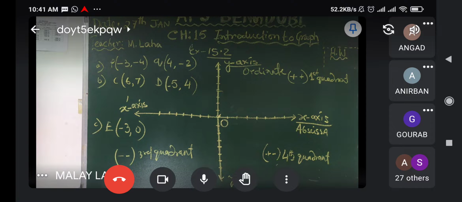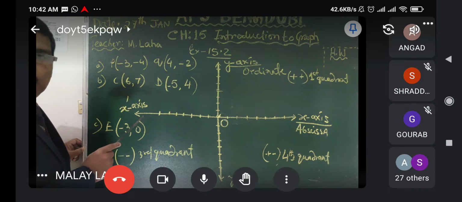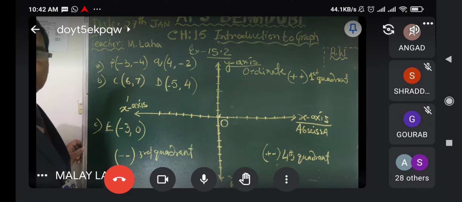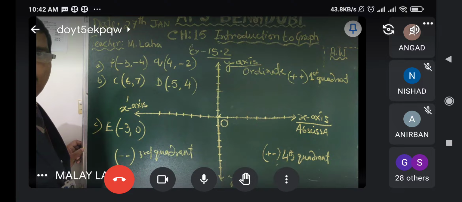Gaurav. Yes, sir. In which quadrant does it fall? Third quadrant, sir. Third quadrant is for minus, minus. You see, x is negative, because 0 is negative. No, 0 is neither negative nor positive. Then where will it fall? Sir, in the second quadrant, because 0 is bigger than negative. Then tell me the answer. Guess. It is your new chapter, new topic.